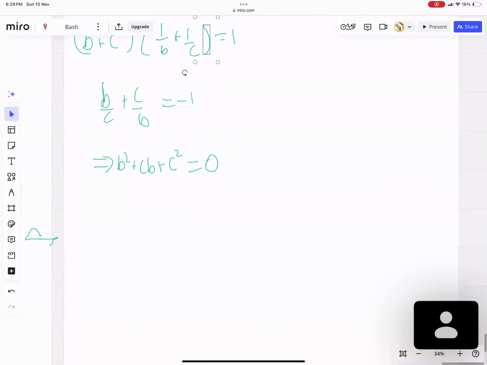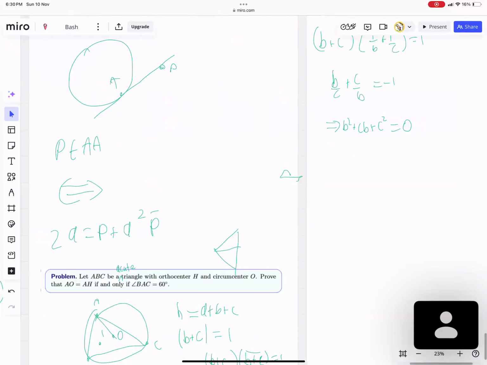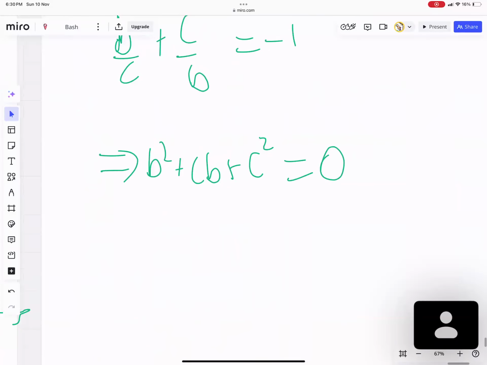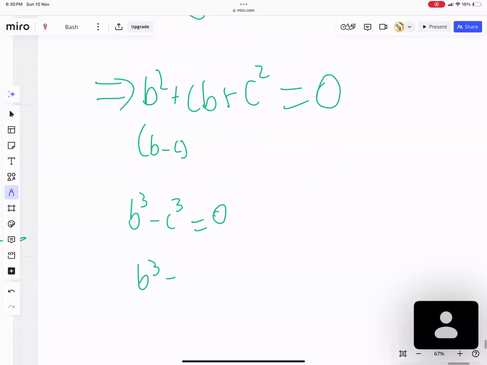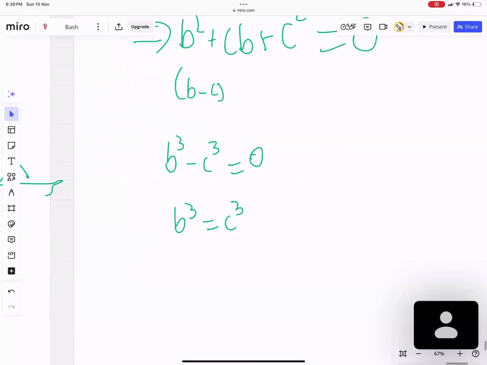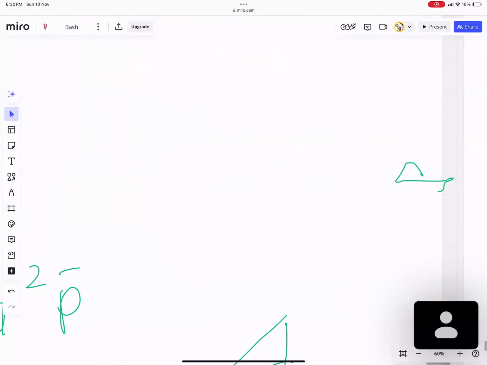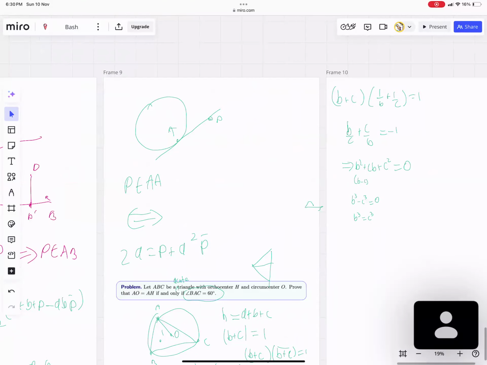Okay, so now from here it's not so easy to get that angle BAC is equal to 60 degrees. What we can do is apply a nice trick by multiplying both sides by B minus C. So this would give that B cube minus C cube is equal to 0, or B cube is equal to C cube. Now, can anyone tell me how to finish from here? Like how you can use this to get that angle BAC is 60?